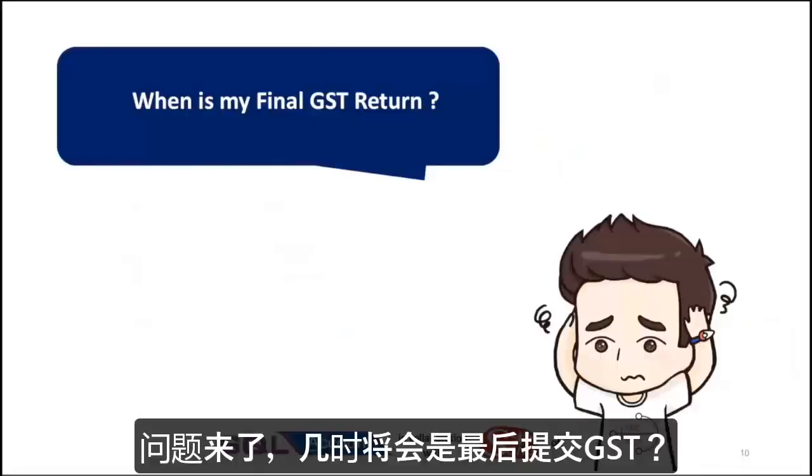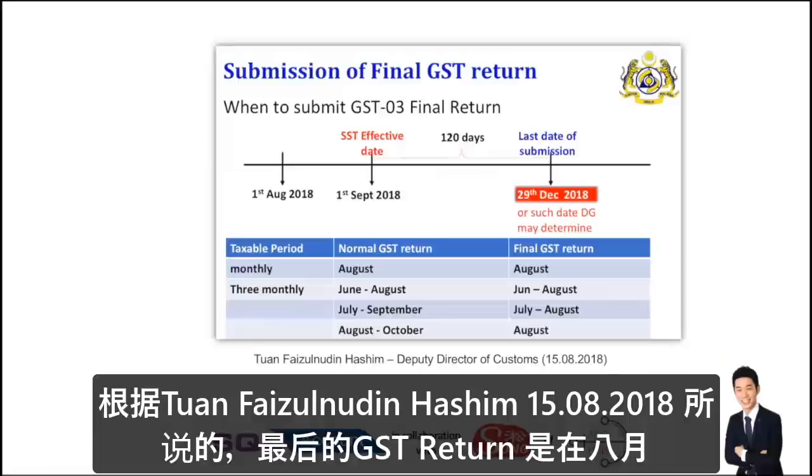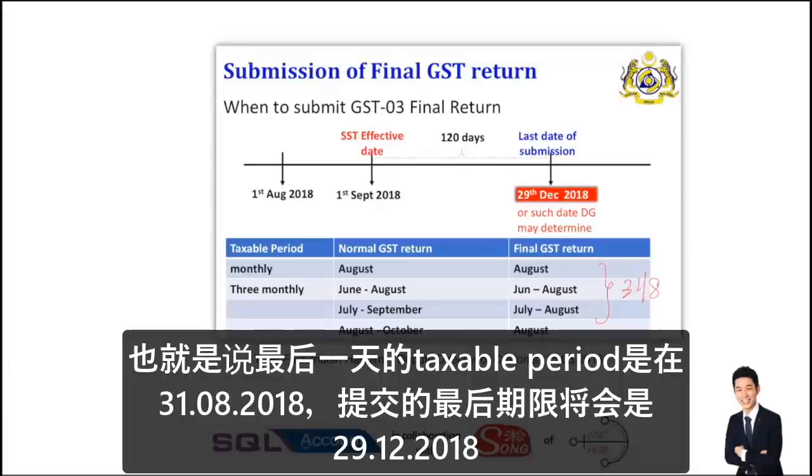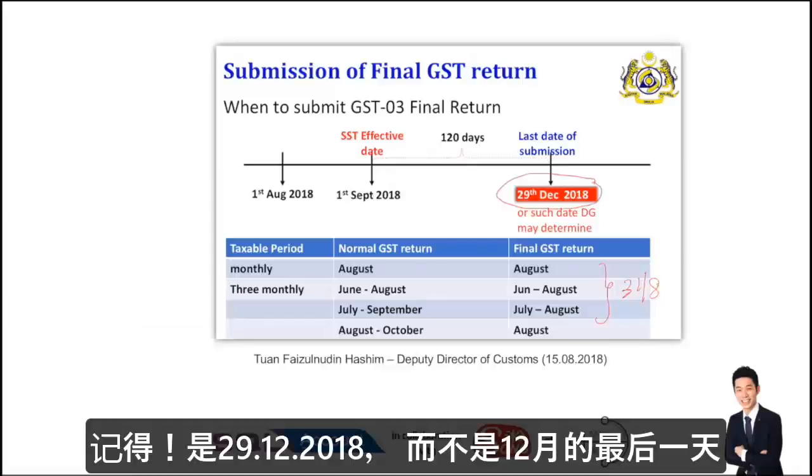The question is, when is my final GST return? Referring to Tuan Faizunuddin Hashim's presentation, Deputy Director of Customs, on August 15, the final GST return basically falls in August, where your last day of taxable period will be 31st of August. The due date to submit will be on the 29th of December. Remember, 29th December 2018, not the last day of December.